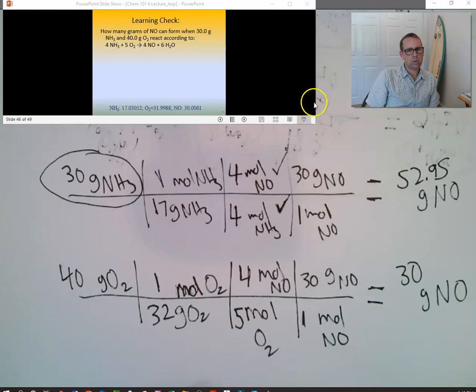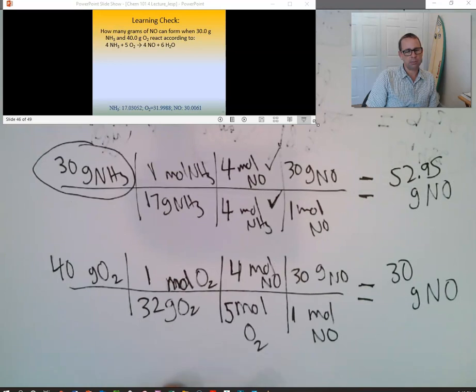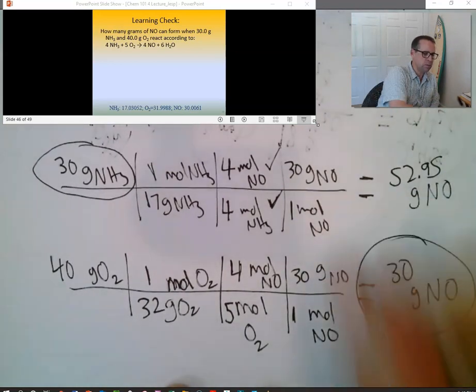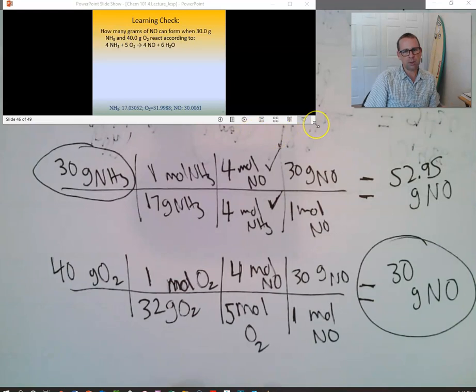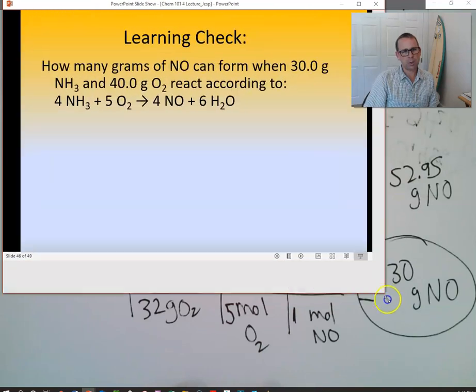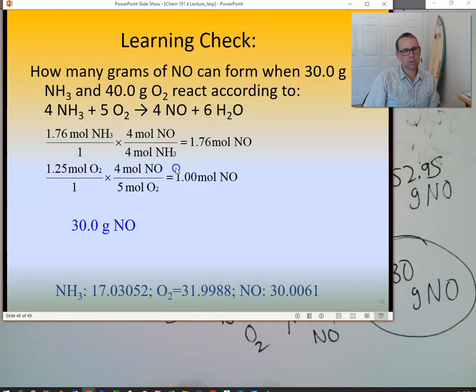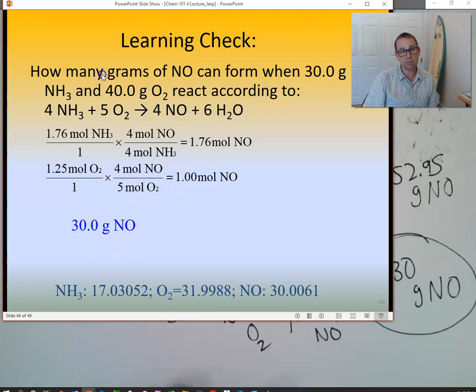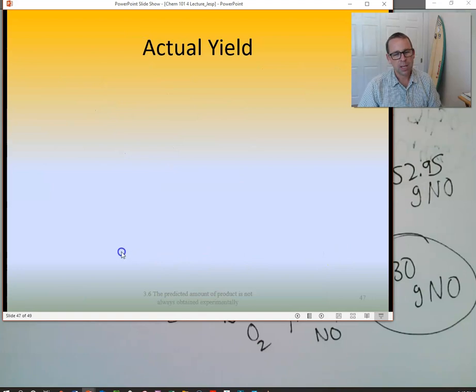Wow. So, how many grams of NO am I actually going to be able to get? 30 grams of NO, meaning which one is my limiting reagent? The oxygen gas. Very good. So the answer is 30 grams of NO, and that's all they asked. They didn't ask me what the limiting reagent was. They didn't even tell me it was a limiting reagent problem. But because we knew information about 2 of the different amounts of reactant, we knew it was going to be a limiting reagent problem. Okay, very good.